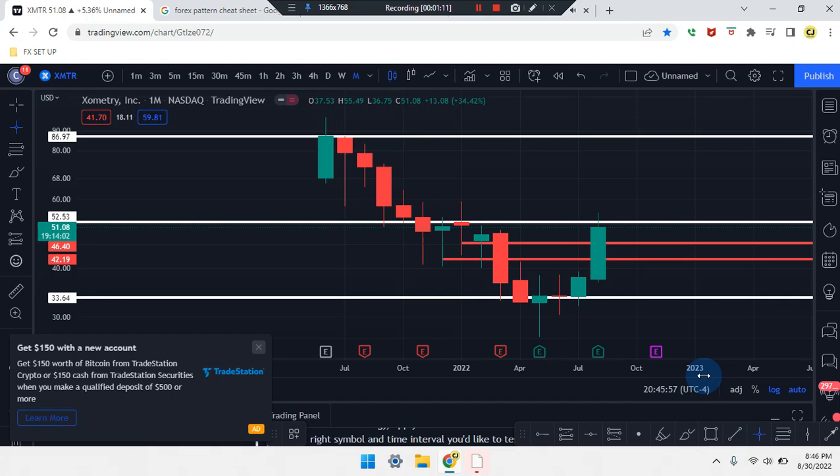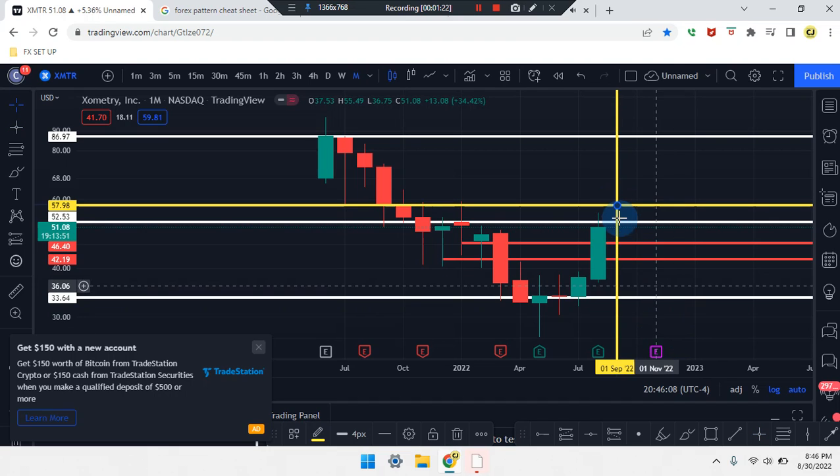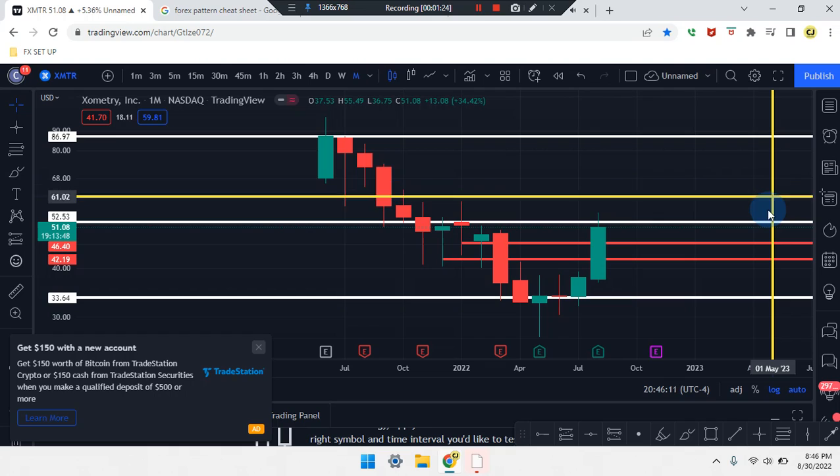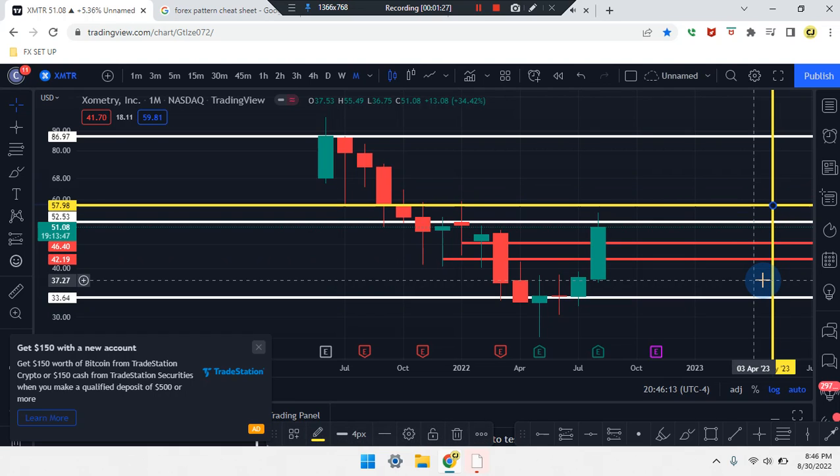Price action is currently sitting at 51.08. So if price action breaks out, it can lead up to the next level, which would be somewhere in this area here, which would be at near 57.98.